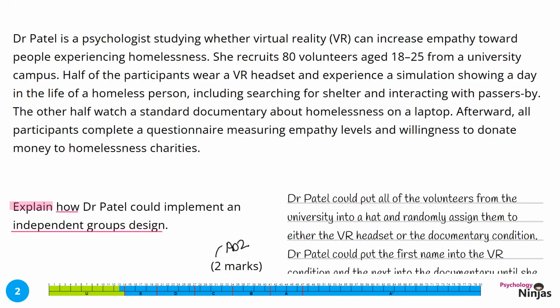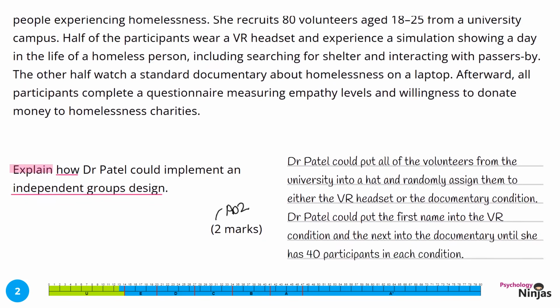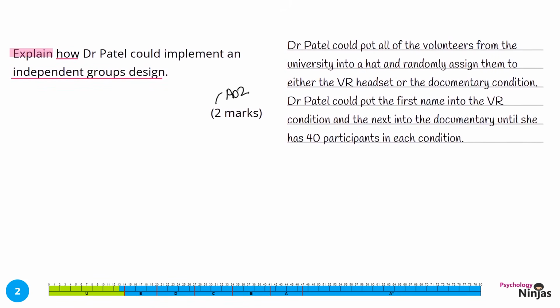Dr. Patel could put all the volunteers from the university into a hat and randomly assign them to either the VR headset or the documentary condition. Dr. Patel could put the first name into the VR condition and the next into the documentary until she has 40 participants in each condition.